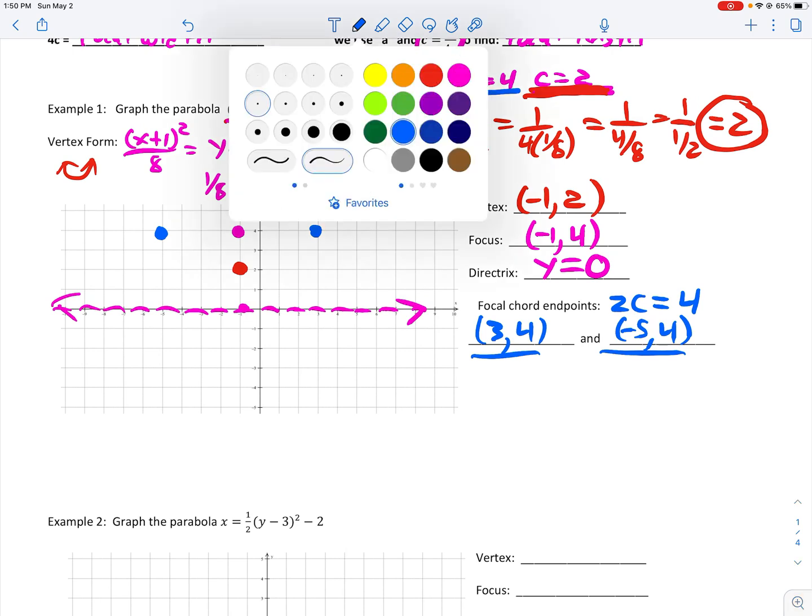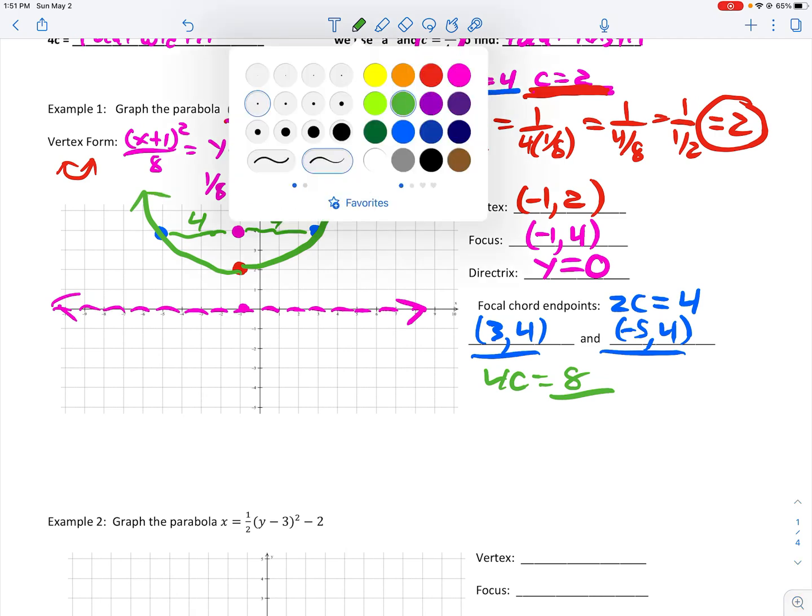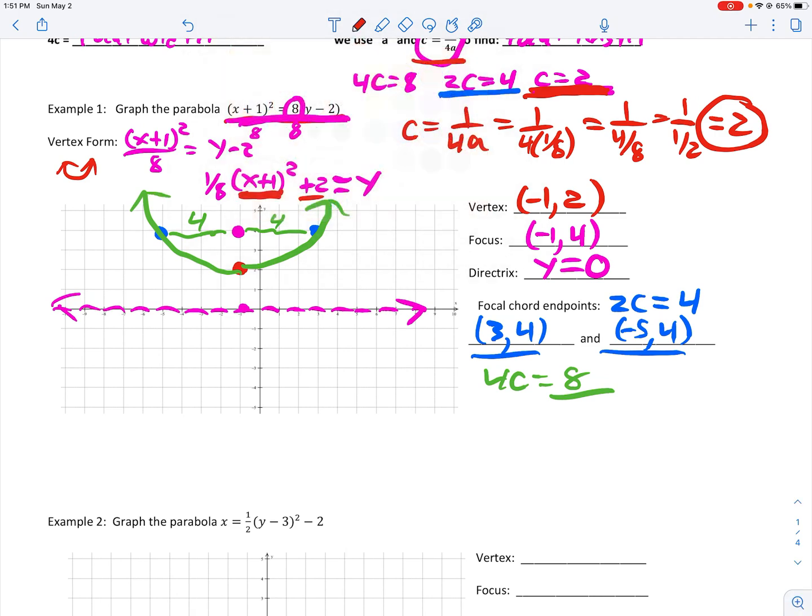And that's to make sure we did our math right, because 4c, which is 4 times c, should be 8. So this distance here is 4. This distance here is 4. 4 plus 4 is 8. So there we go. So sketch my parabola. And again, the whole idea is to be able to sketch the parabola, and you need 3 points. We find the vertex pretty easily, but then we have to do a little bit of work to get the other 2 points.